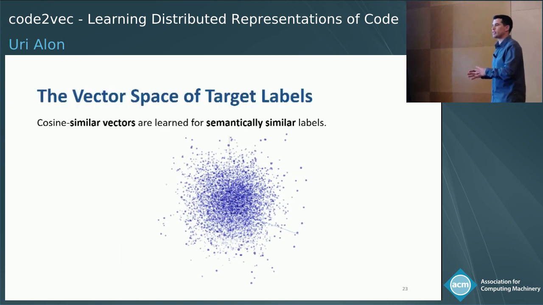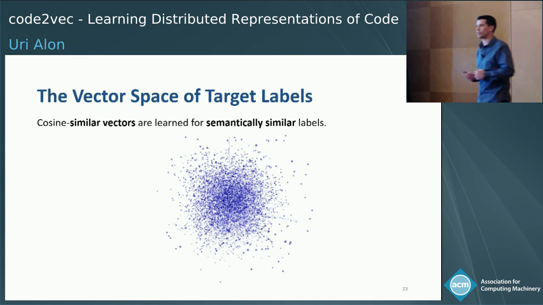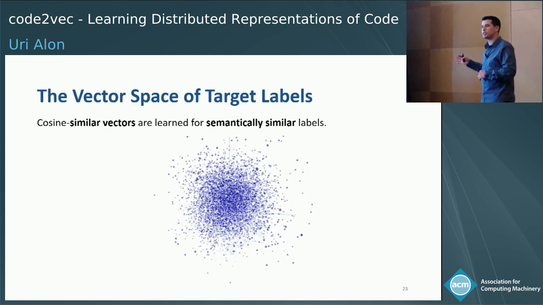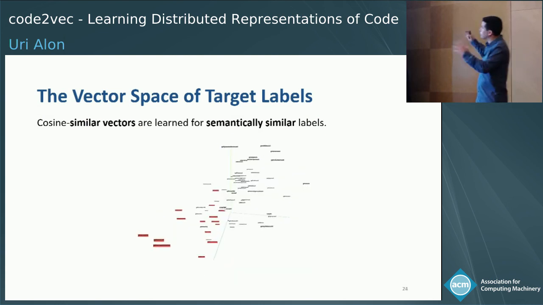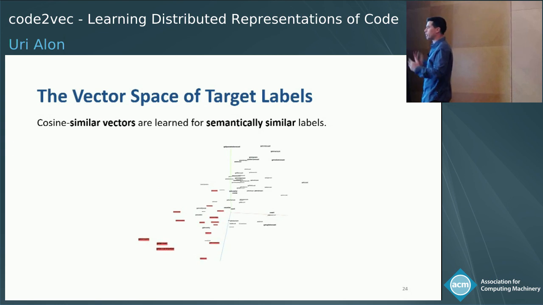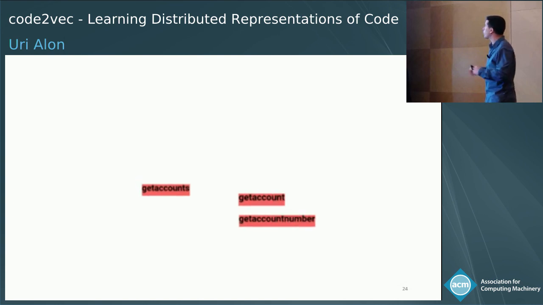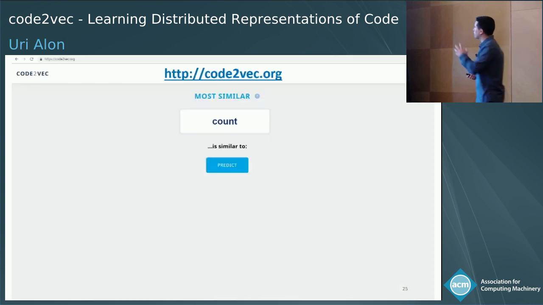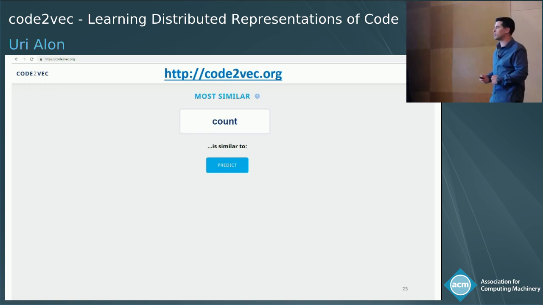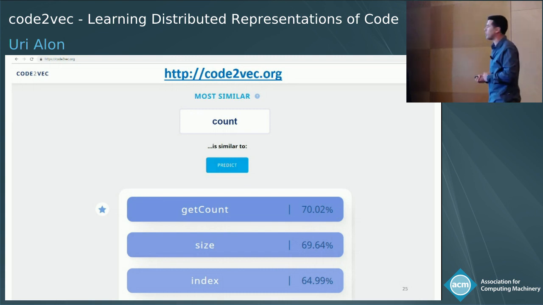Additionally, as a side effect of this entire process, if we take a look at the high-dimensional space of learned method name vectors, it turns out that cosine similar vectors are learned for semantically similar labels. So this is the dimensionality reduction of the high-dimensional space of learned method name vectors. And if we zoom in, we can see that get account, get accounts, and get account number were assigned by the network very similar vectors. So we can take a method name, such as count, and look for the vectors that are mostly similar to the vector of count. And we get count and size, which are indeed very similar semantically to count in Java programs.